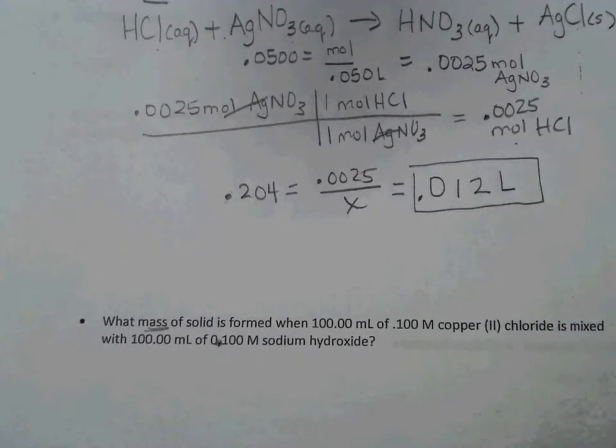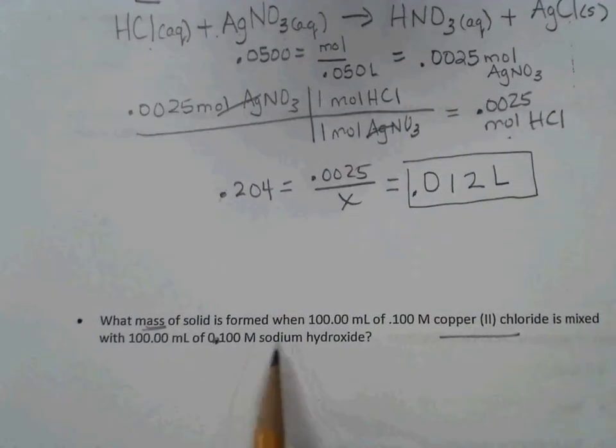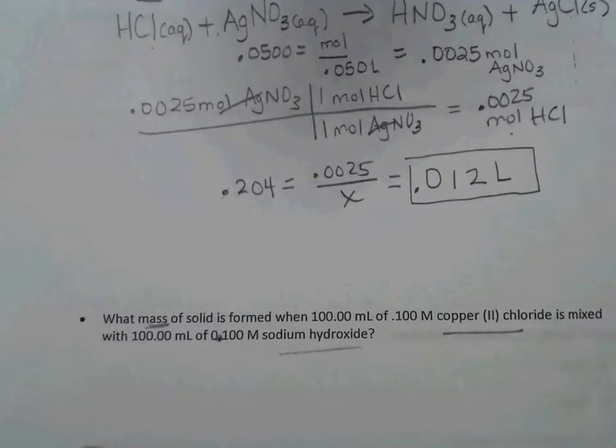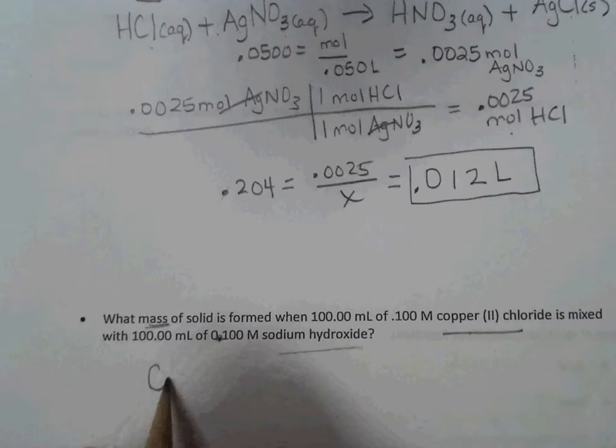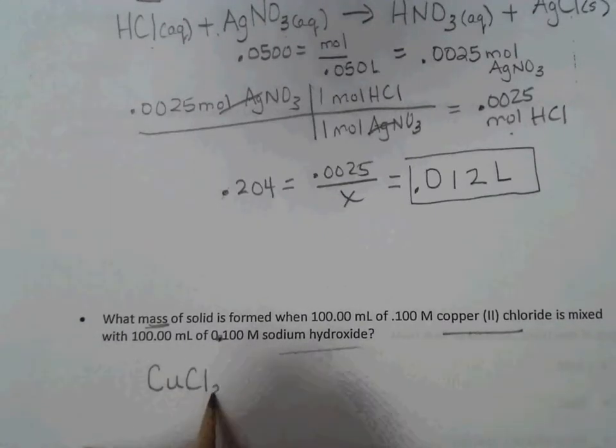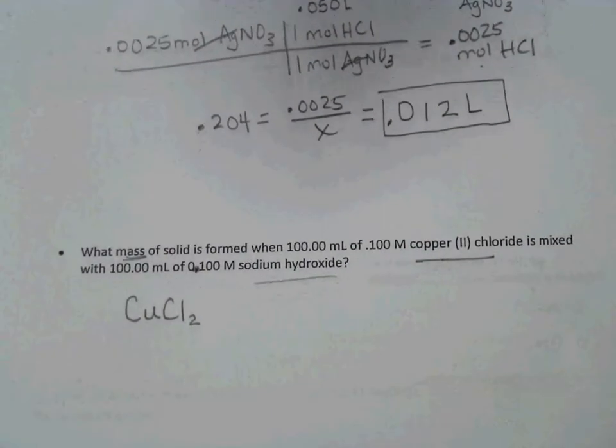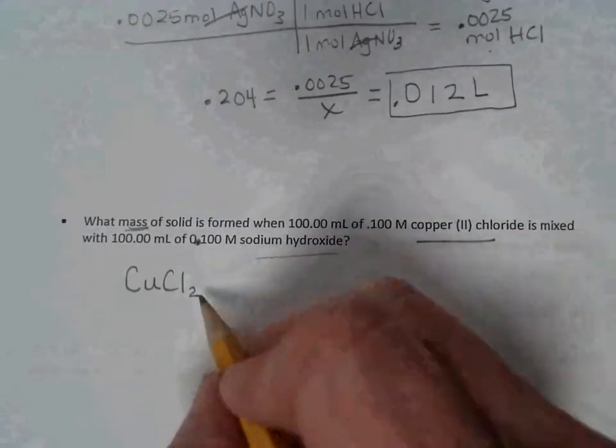What do you have to have first? Balanced reaction. Copper 2 chloride and sodium hydroxide. We can handle that, can't we? Hagen, sit up. Strike two. Copper 2 chloride. Any argument about that? Okay.